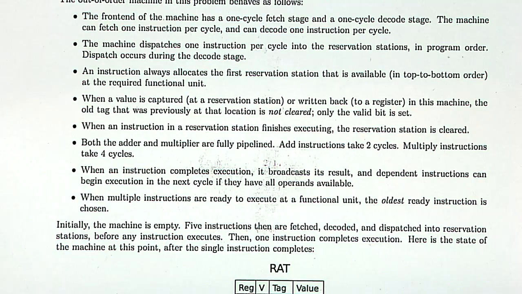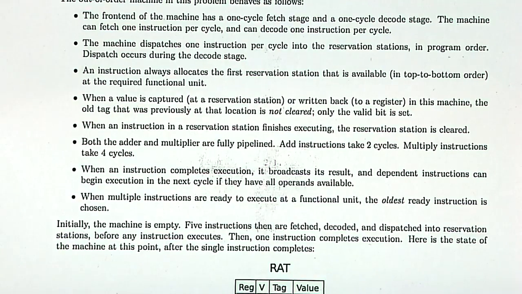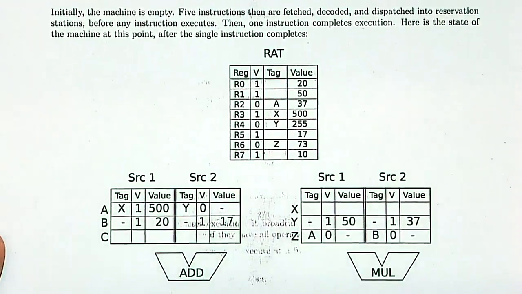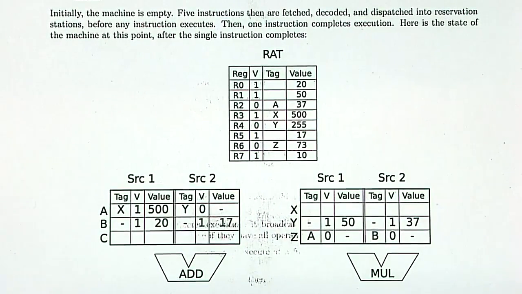and any dependent instructions that are waiting for that result can begin executing, assuming that all the other operands are also available. So here's the state again. And so we're given that the machine is initially empty, so it starts out with nothing executing. Then 5 instructions are fetched and decoded and dispatched into the reservation stations, as you see right now.